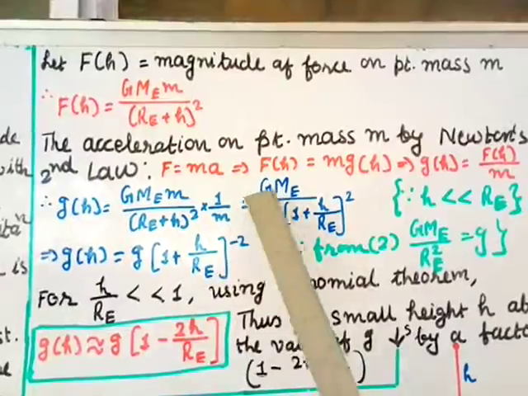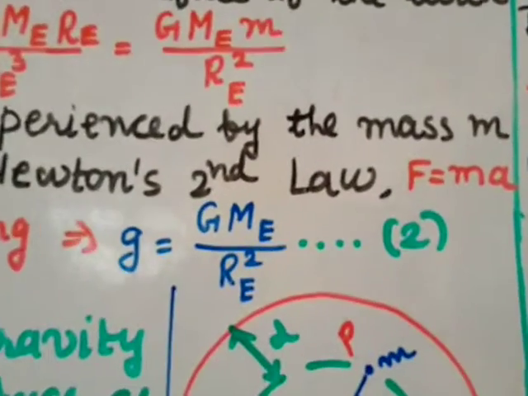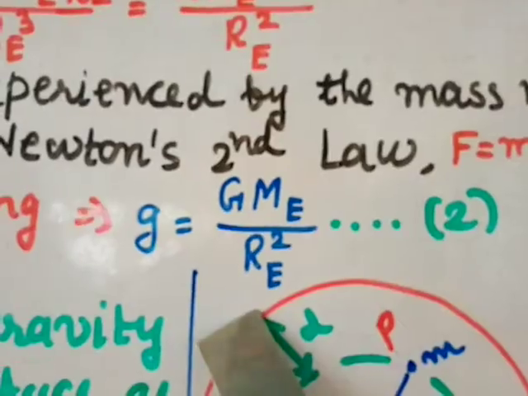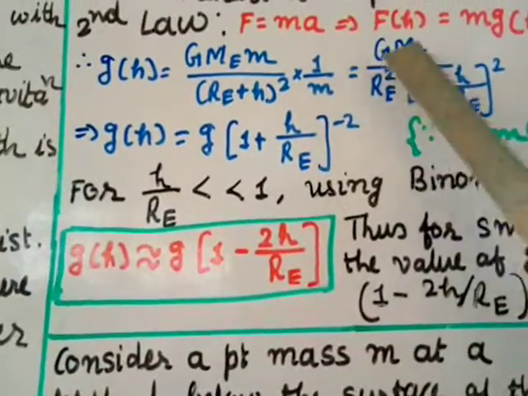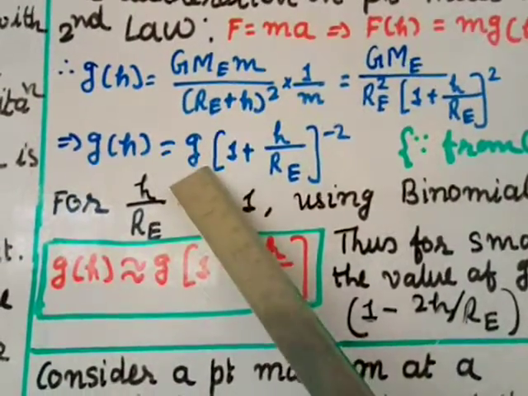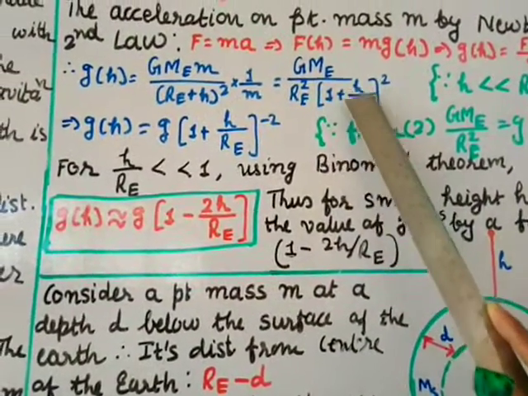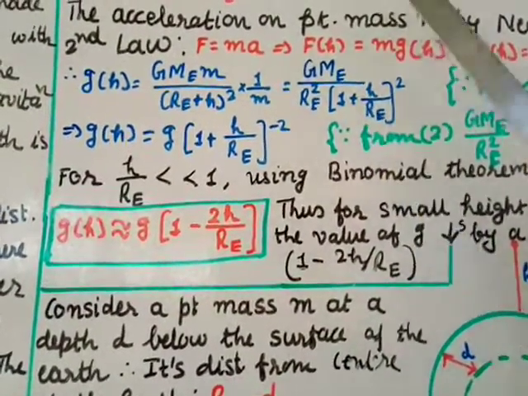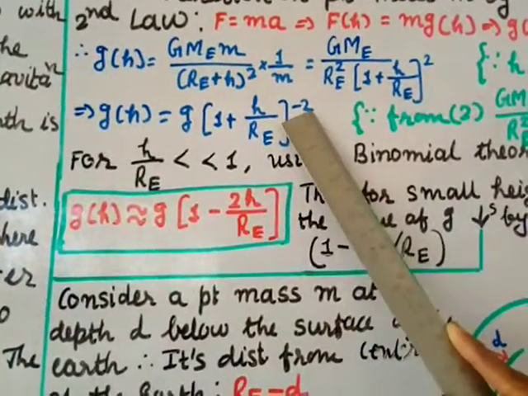Now here see G Me by Re square. This we have derived previously, the acceleration due to gravity of the earth. That formula we have derived, g equal to G Me by Re square. So from equation number 2, I place G Me by Re square as g. And this 1 plus h by Re whole square, which is in the denominator, if you take it to the numerator it will have a negative power, so I write this as 1 plus h by Re whole power minus 2.